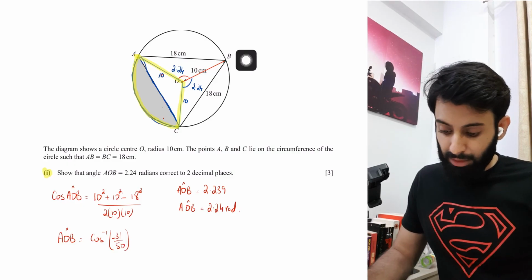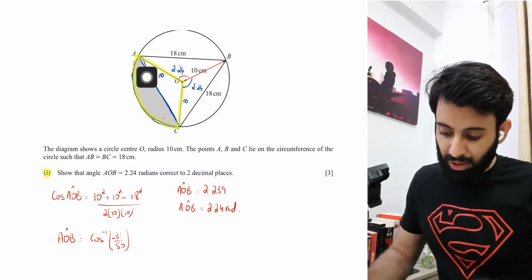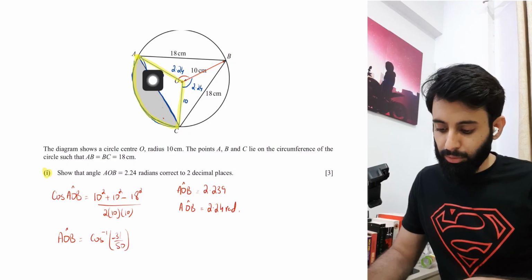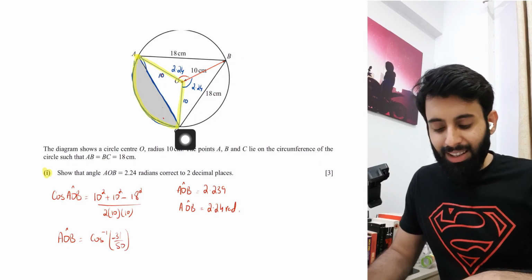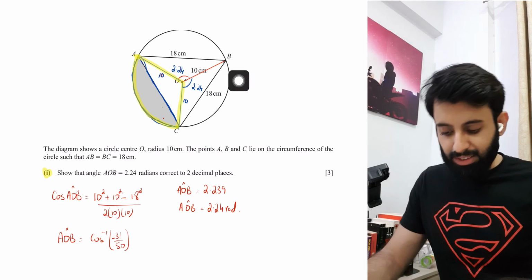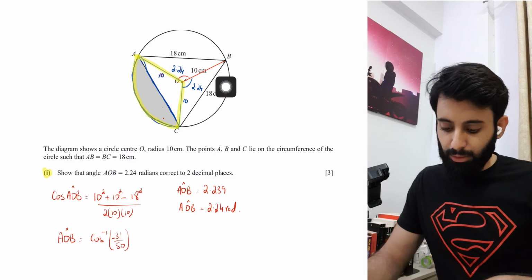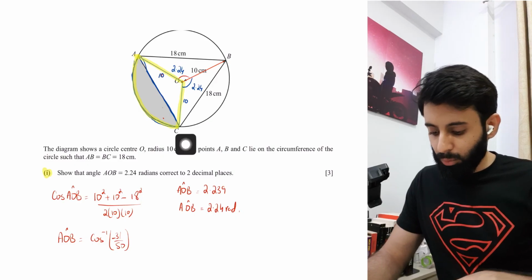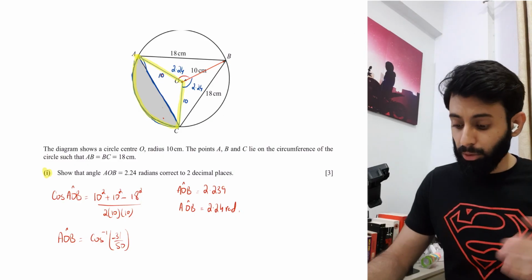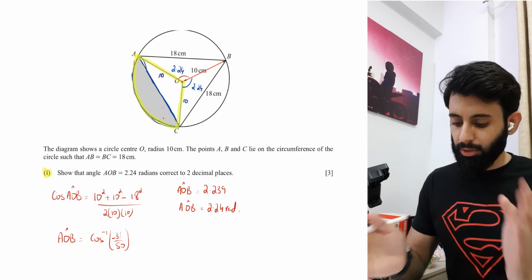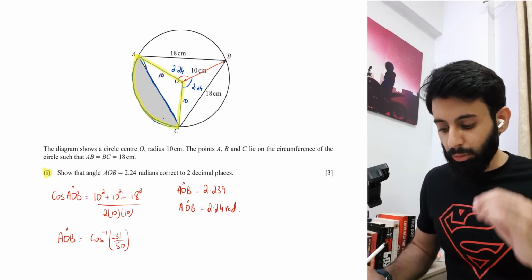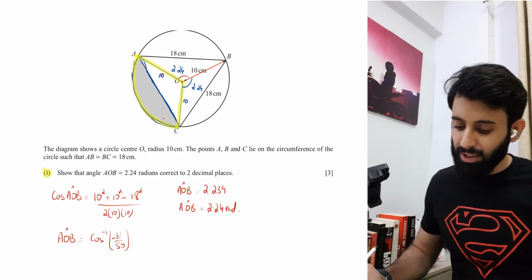However, that does not necessarily mean that angle AOC will also be equal to 2.24, because triangle ABC is not an equilateral triangle. It is an isosceles triangle, but it's not an equilateral triangle. We know for sure that CB and AB are equal to 18, but what AC is equal to, that's something we don't know. It may be equal to 18, but we don't know that for sure, so we're not going to make any false assumptions. What we can do, however, is work it out very easily.